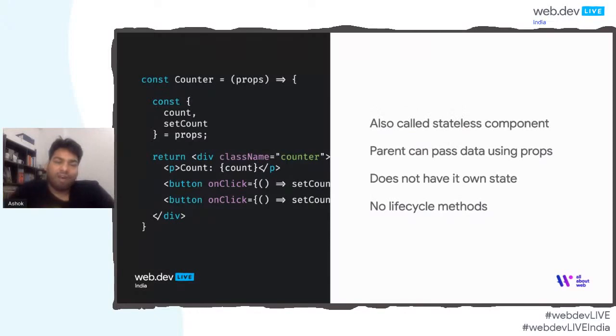The properties of a function component are that they are also called a stateless component, and as I mentioned earlier, the parent can only pass the data using props. They do not have any specific state, and they don't own it at all, and they also don't support any lifecycle methods. So you can call them pure functions which just return JSX and receive some information through props which we can display inside that specific JSX.